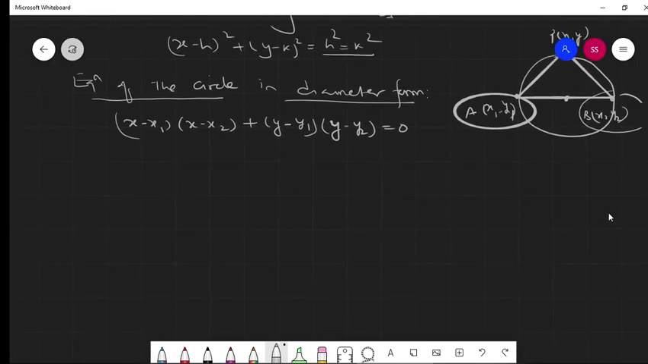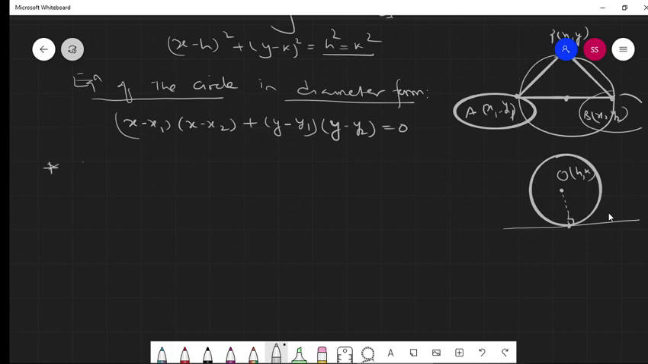Then length of perpendicular drawn from center to the point of contact is a radius. Suppose a circle is given. This is a tangent. The O is the center. If we have drawn this, this is perpendicular. The line joining center to the point of contact of the tangent is perpendicular. We have discussed that. Now, this is h, k.